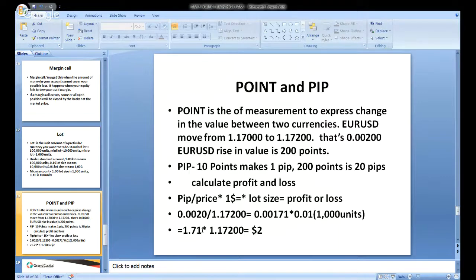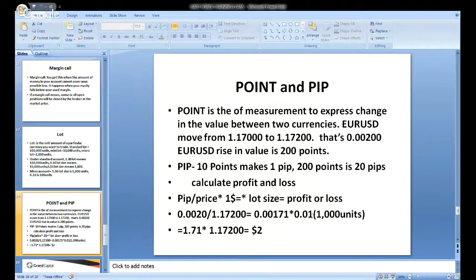So this 1.71 now times the rate at that moment of Euro to USD, you times it, will now give you the main profits, which is $2 for 20 pips when you are using 0.01. So all you just simply means that 10 pips will give you $1, which is just 100 points. So 20 pips will give you $2.